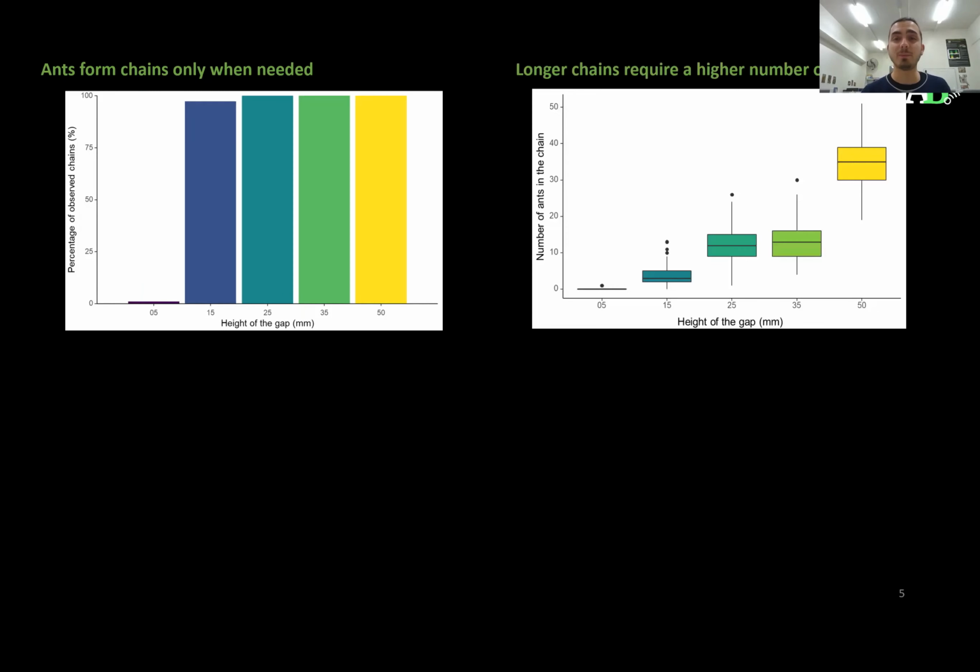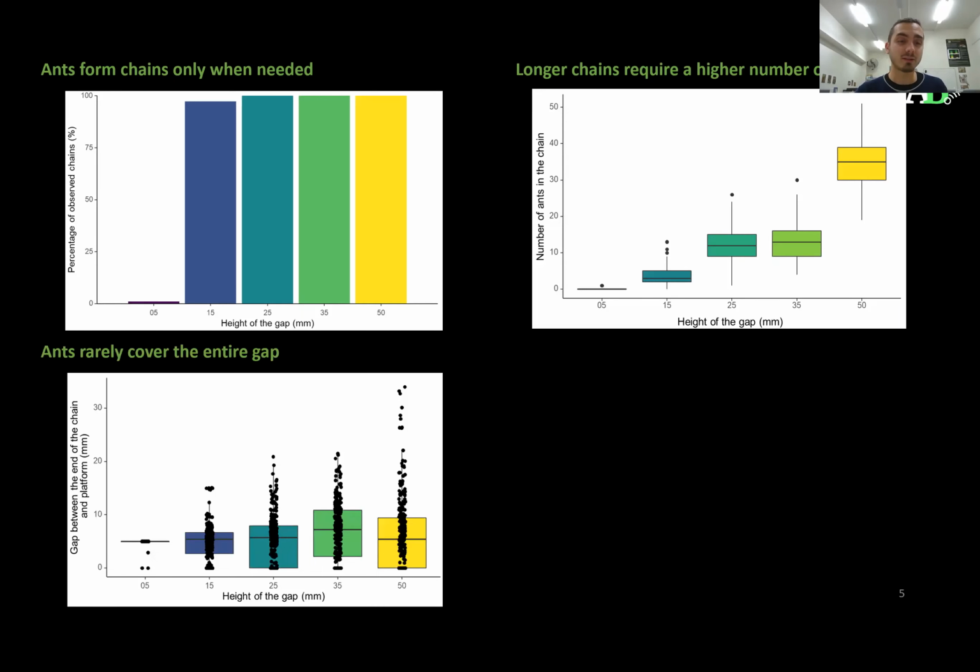We observed that the number of ants involved in the structure increased with the gap to be covered. For the 50 millimeter gap, the number of ants in the chain is exponentially higher than in the other gap heights. This relationship appears to be non-linear, and so this will be further investigated with the calculation of the density of the ants inside the chain.